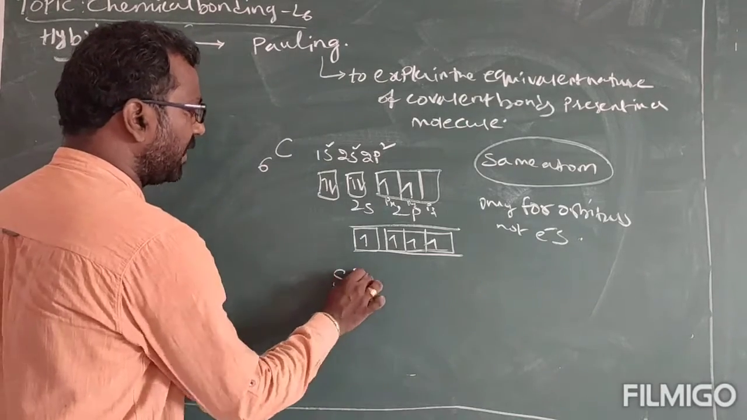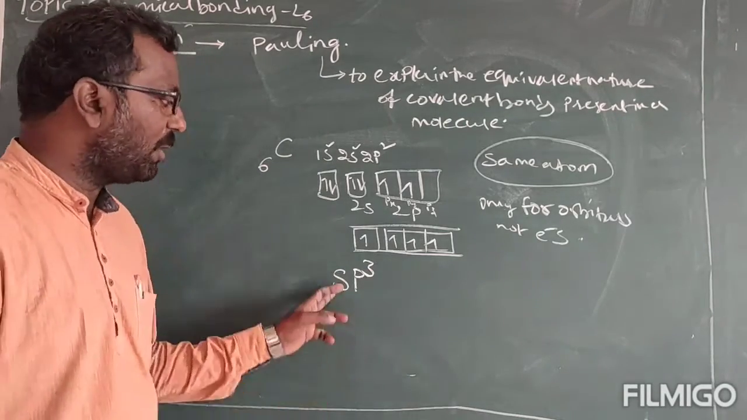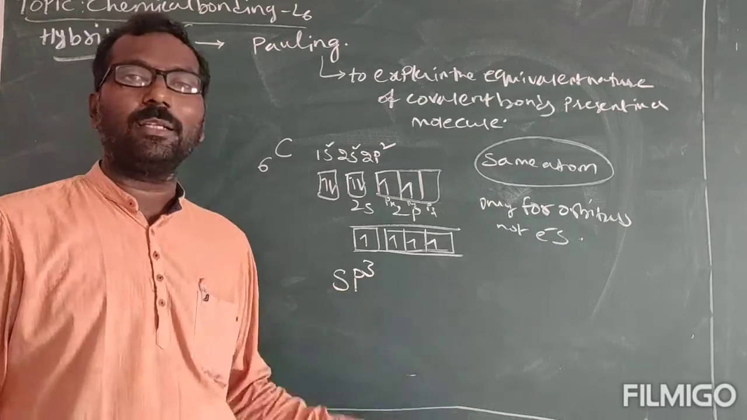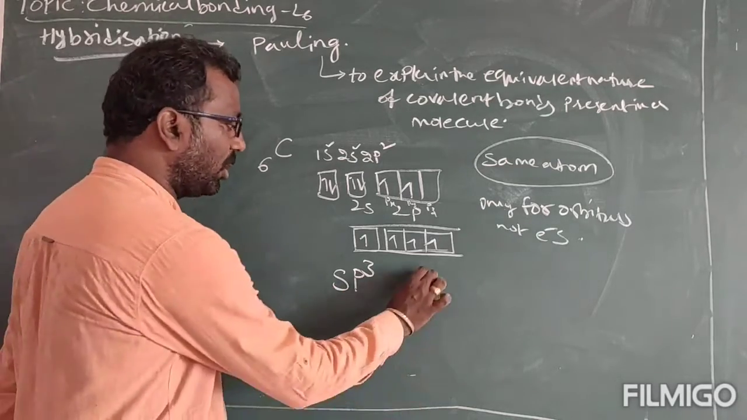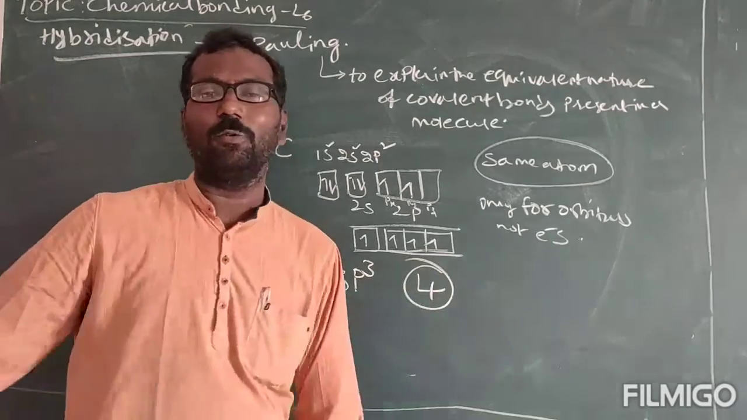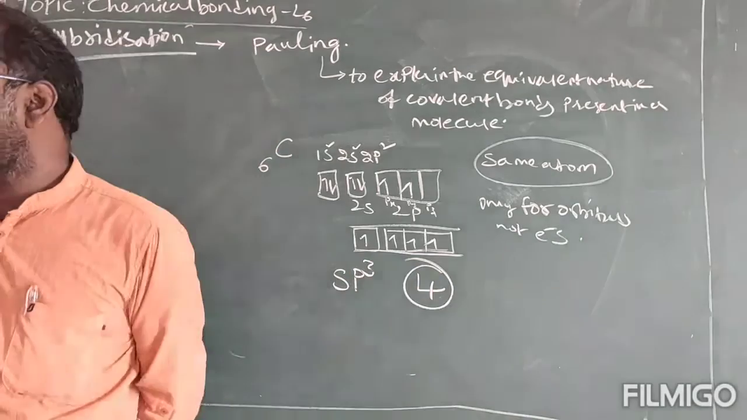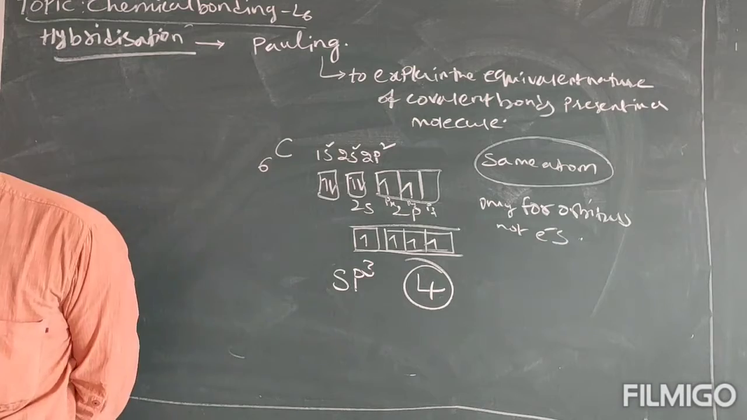Suppose if you take sp3, how many pure orbitals are involved here? One s orbital and 3 p orbitals. So totally 4 hybrid orbitals you will be getting. 3 plus 1, 4 hybrid orbitals are there.